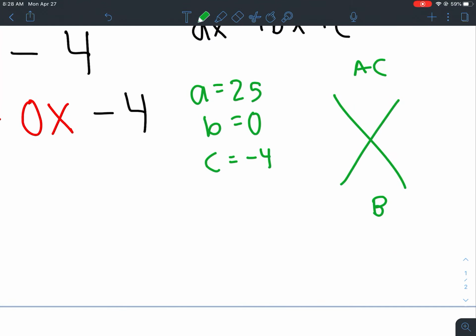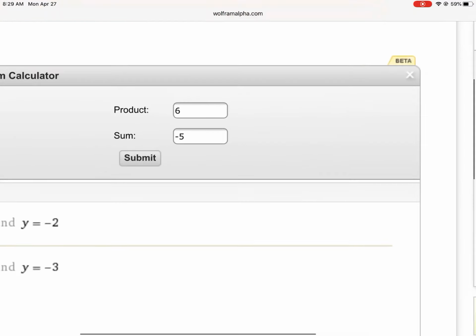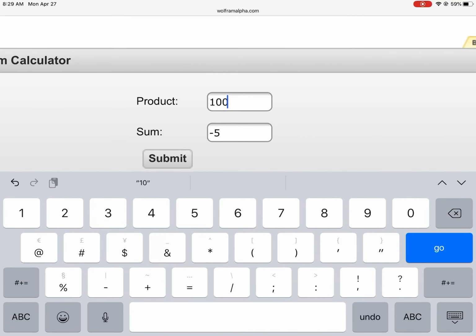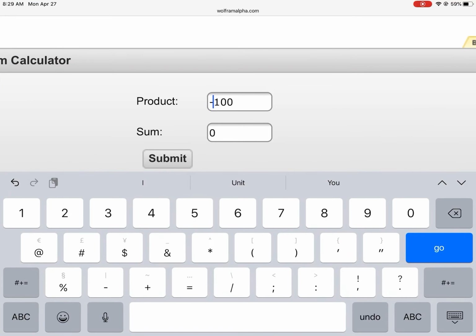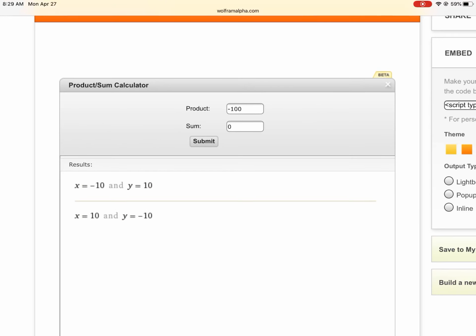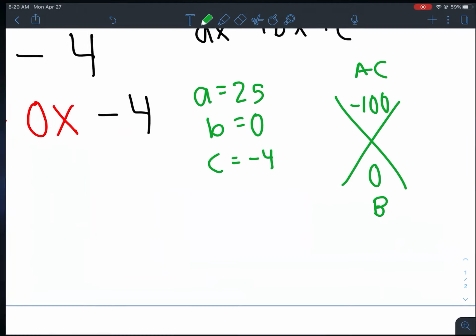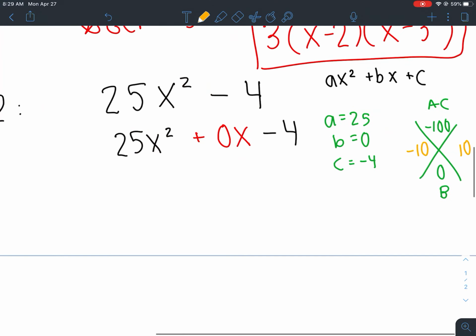A times C is going to be 25 times negative 4, which is negative 100, and B is going to be 0. So if I go to my product sum calculator again, I want it to have a product of 100, but add to 0. Was it 100 or negative 100, I'm sorry. Negative 100, but add to 0. Okay, type that in. I get negative 10 and positive 10. So those are going to be my 2 special numbers, negative 10 and positive 10. And again, it doesn't matter the order that you put these in.